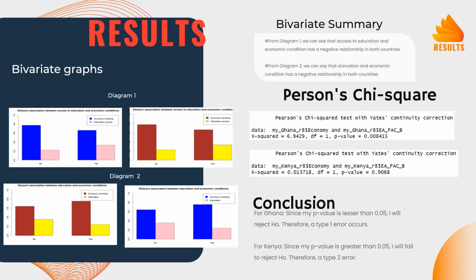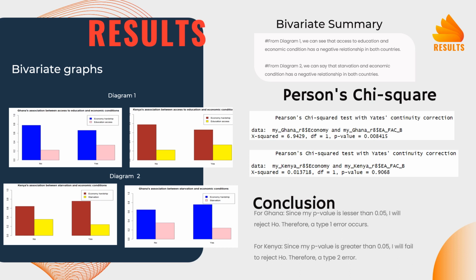Now, looking at the results obtained from this research, we saw an inverse relationship between economic hardship and education access, because whenever access to education increased in Ghana and in Kenya, we saw a reciprocal reduction in economic hardship. This can also be seen in diagram 2, where we compared economic hardship to starvation, because we saw that whenever economic hardship was falling, it was due to the rise in starvation in both countries.